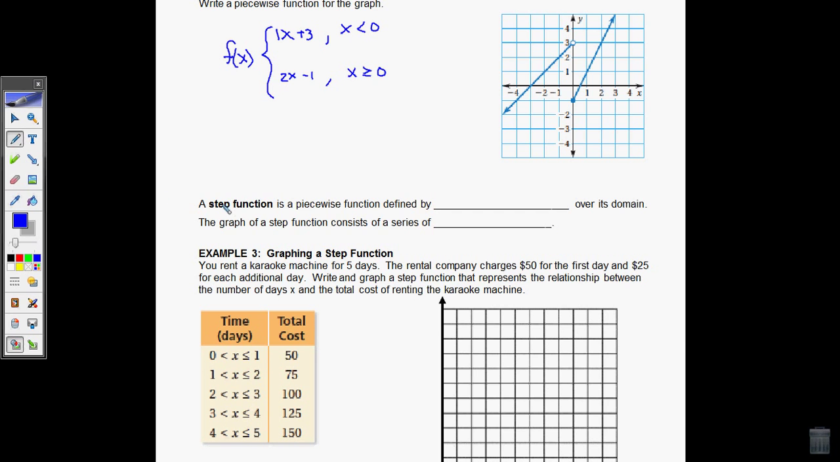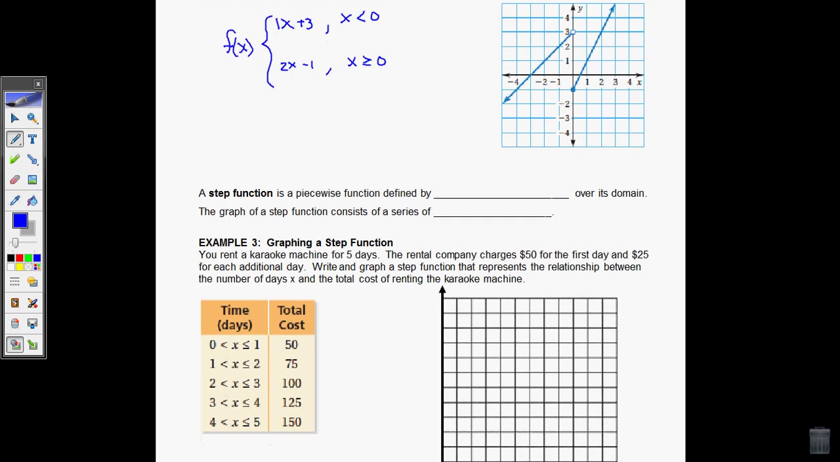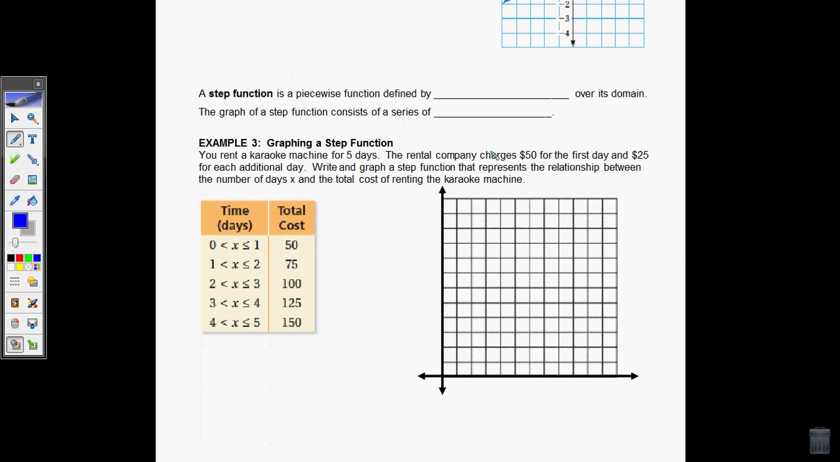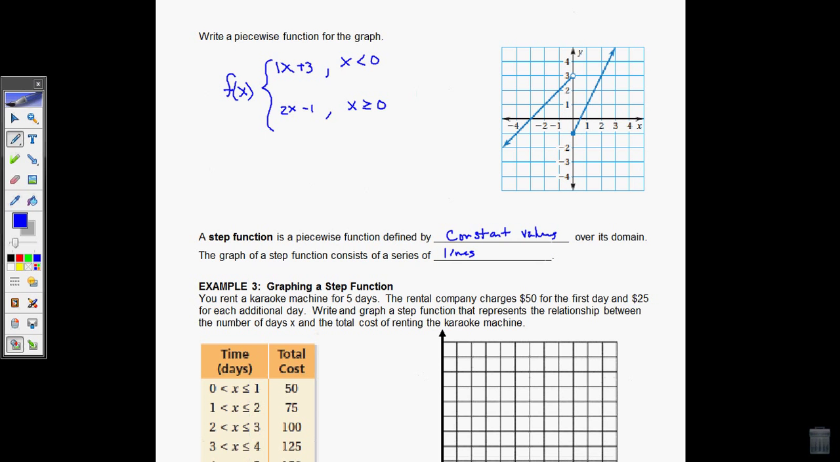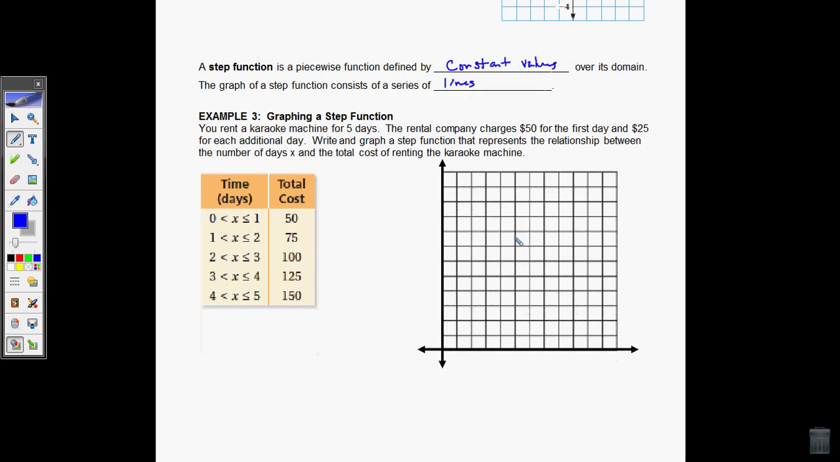Now let's look over at a step function. A step function is a form of a piecewise function, but it's just a little bit different. It is defined by constant values. So not particular functions, but constant values, like horizontal lines over the domain. And the graph of a step function consists of a series of line segments, or just lines. So it's a whole bunch of these different pieces, but they're simpler pieces broken up into more intervals.